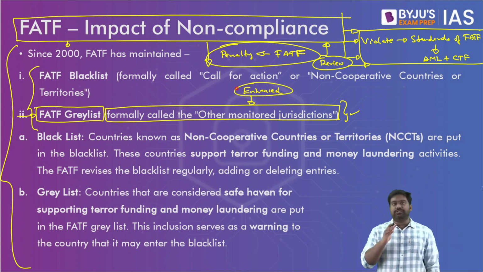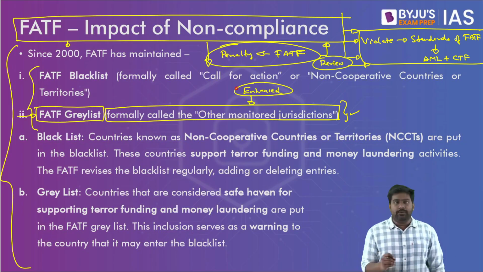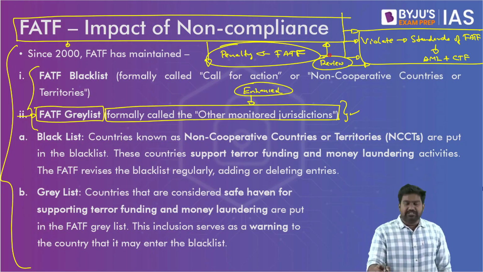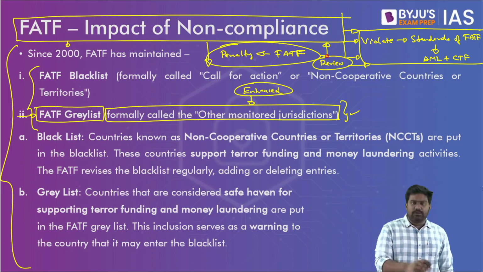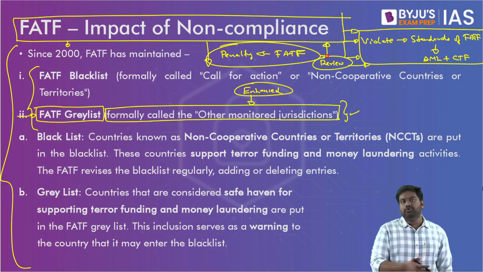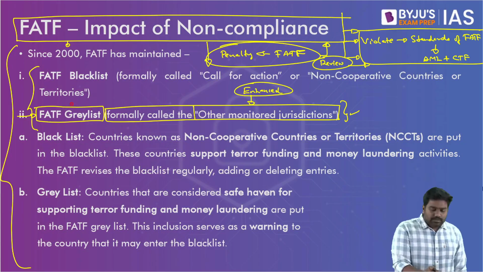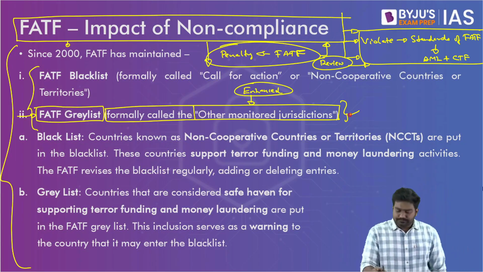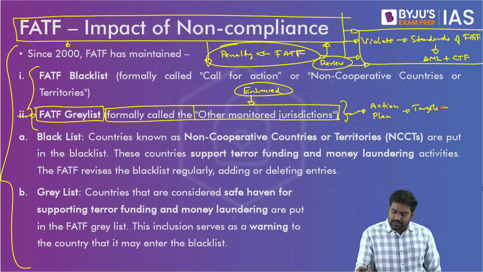This is the last notice. After repeated warnings, if the country is not showing any interest in making improvements, if it is seen as deliberately doing this, a final notice is given to those countries by putting them on the gray list of FATF. All right, gray list is an informal term used by the media. Officially, it's called other monitored jurisdictions. Once they are gray listed, they are given an action plan to follow. They are given a set of targets to achieve within a given deadline.